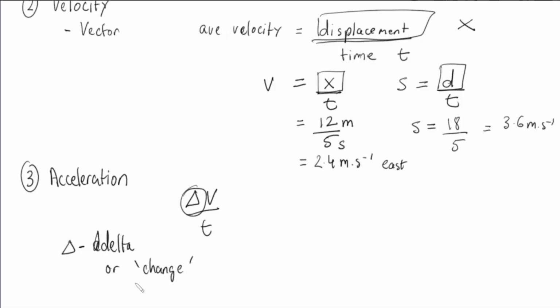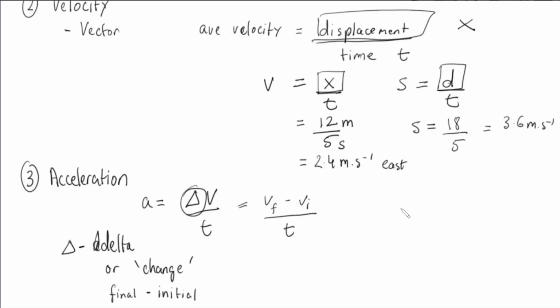It's the difference between the final state minus the initial state. So in effect, acceleration, which is the change in velocity over time, is equal to the final velocity minus the initial velocity divided by the time period that we're concerned with.